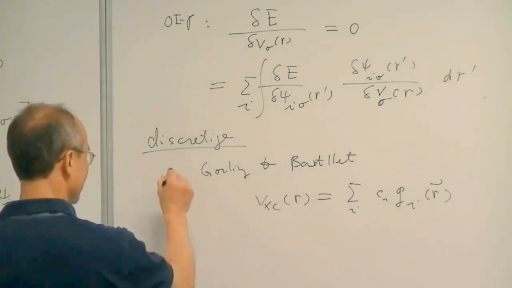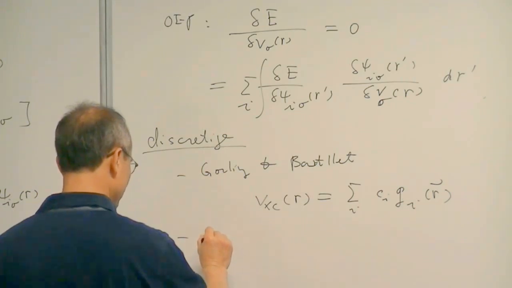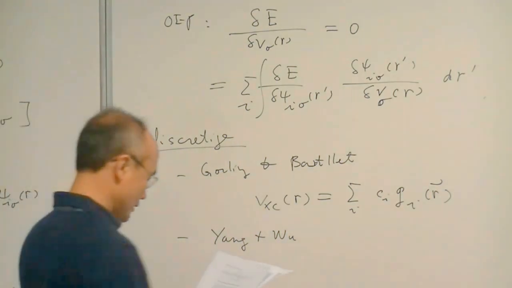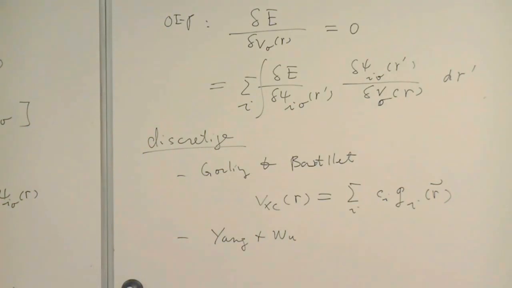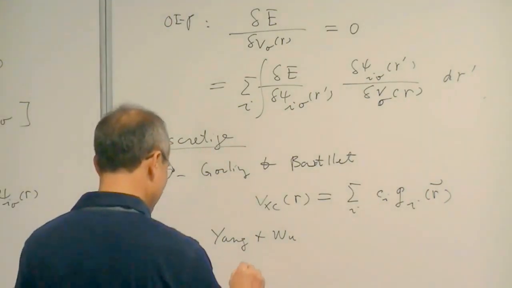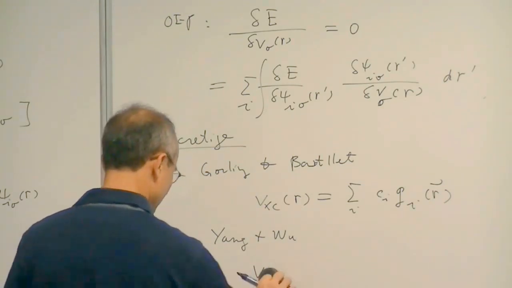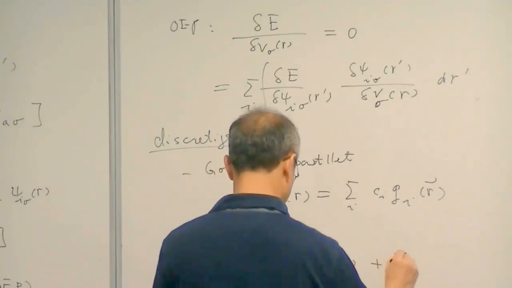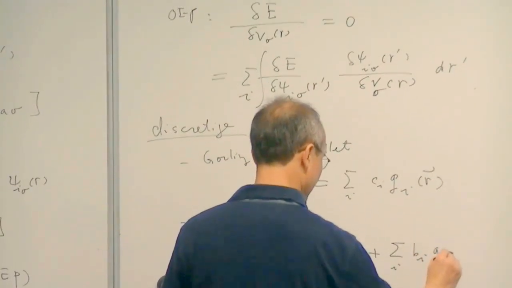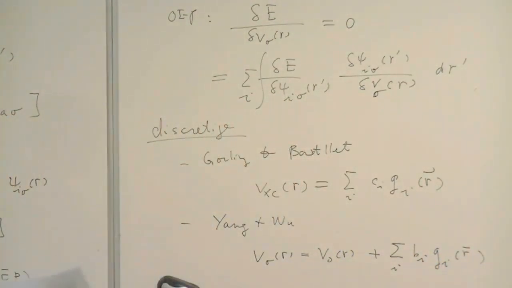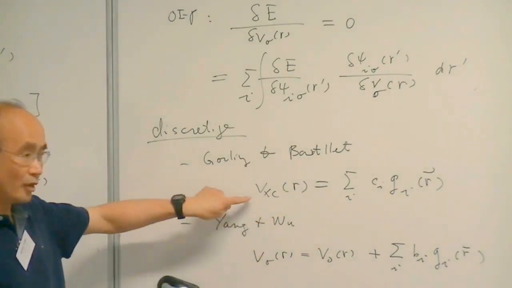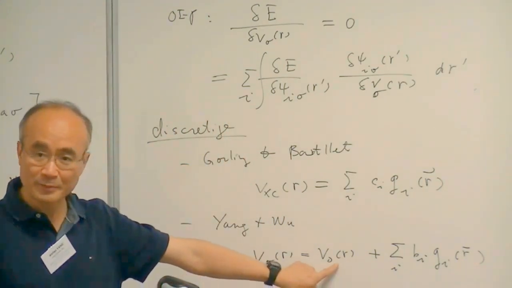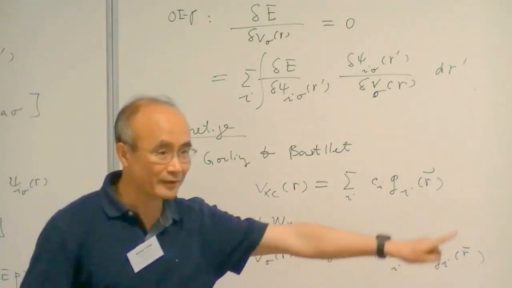Okay. There's another way. It's from my group, me and my student. It is to approximate the entire potential. So there's a difference. These are two different ways of doing discretization. The first discretization is only on the exchange correlation, so Coulomb is treated separately. This one is approximately a fixed potential, a fixed reference one, and you expand the rest, and so on.